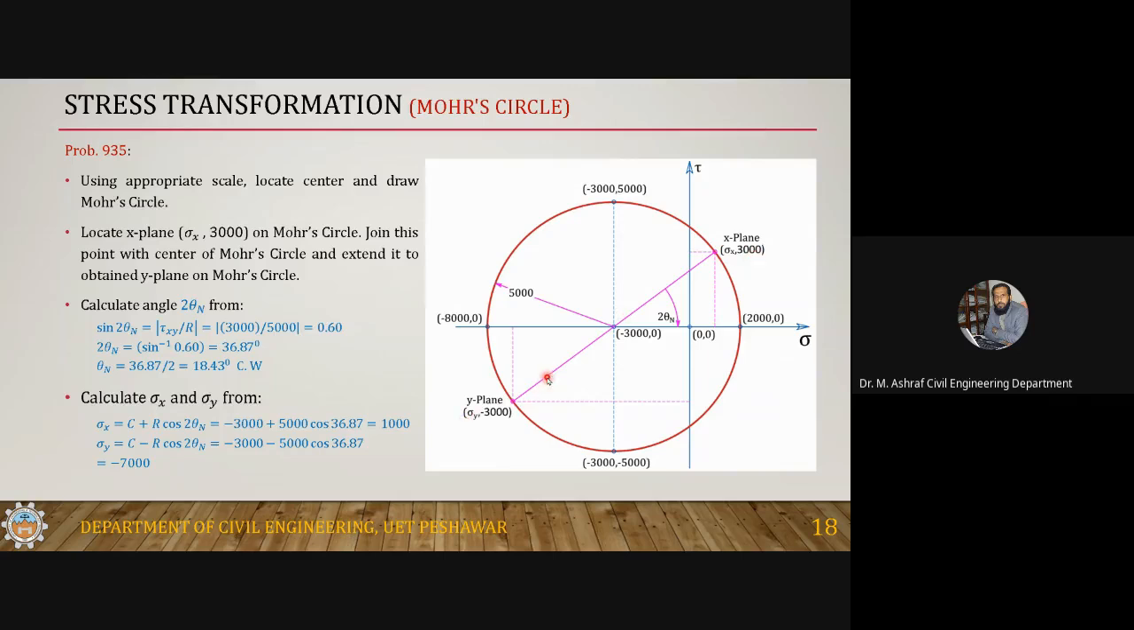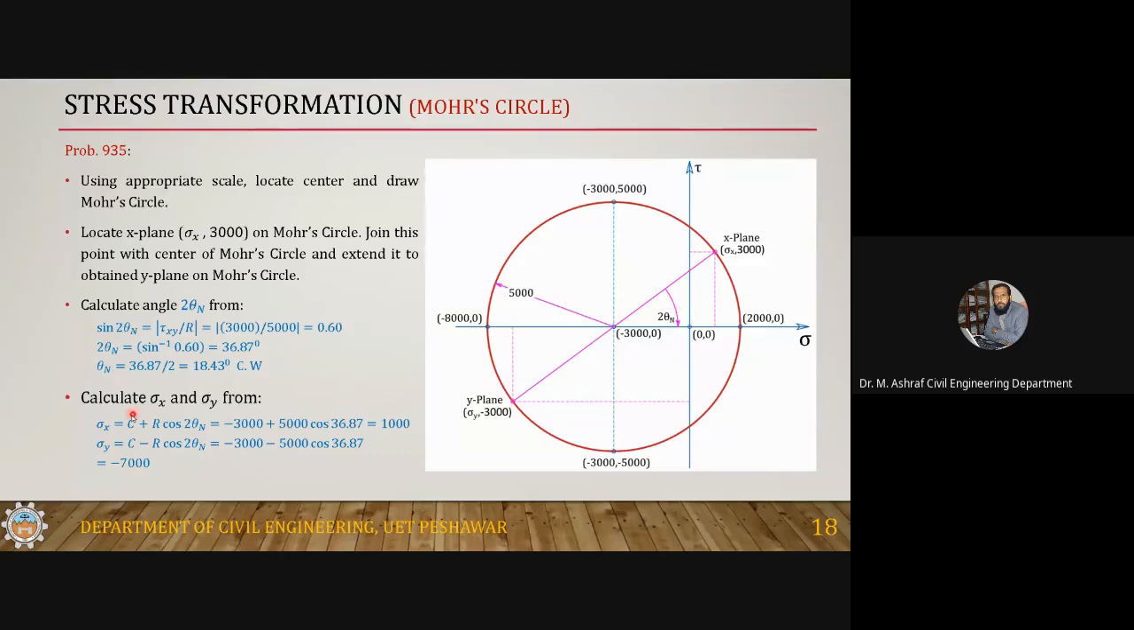Now this is your X plane, but its coordinates are not known yet. This angle from X to the principal plane is 2 theta n. So first calculate this 2 theta n. Sine of 2 theta n is tau x divided by R, which is equal to 0.6. So 2 theta n is 36.87 degrees, and theta n is 18.4 degrees. So you got this angle.